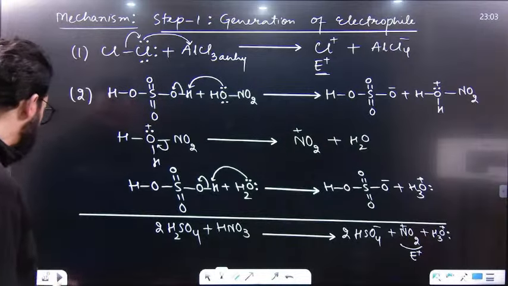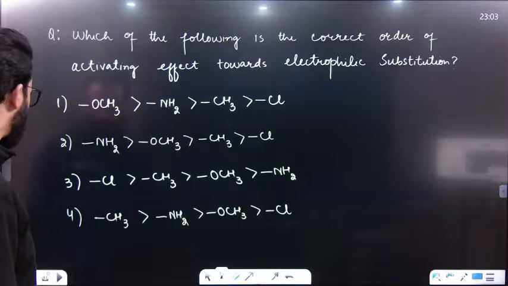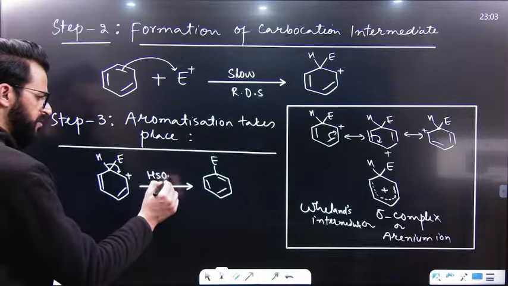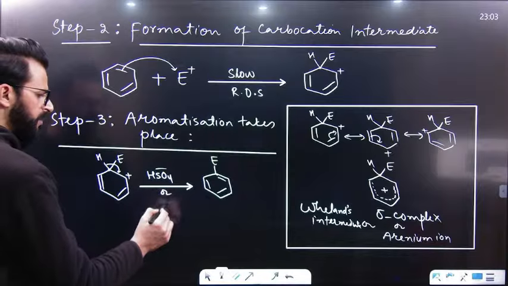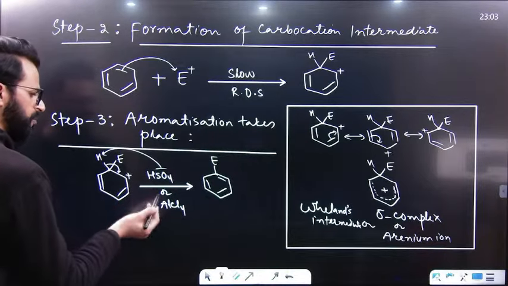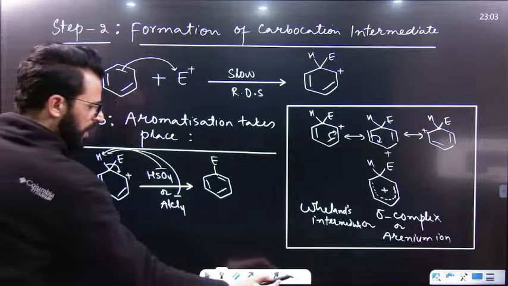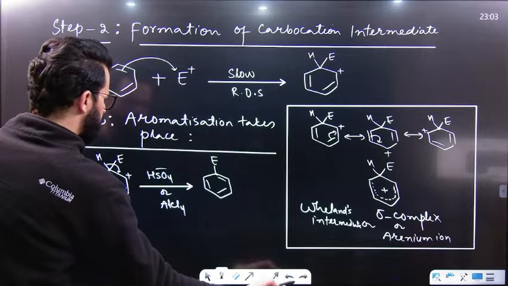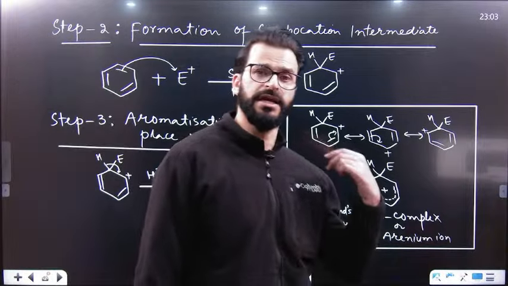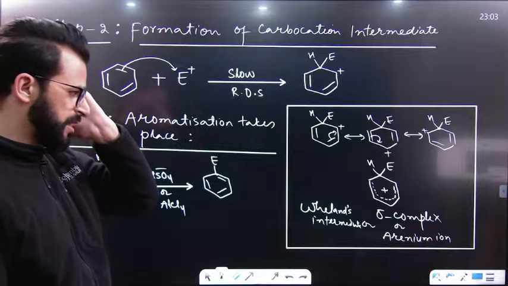So either AlCl4 minus or HSO4 minus will abstract this hydrogen. It can be either HSO4 minus or AlCl4 minus in these reactions that will abstract this hydrogen. Any one among these will abstract hydrogen and it will result in the formation of an aromatic compound. Hence the reaction is known as aromatization.